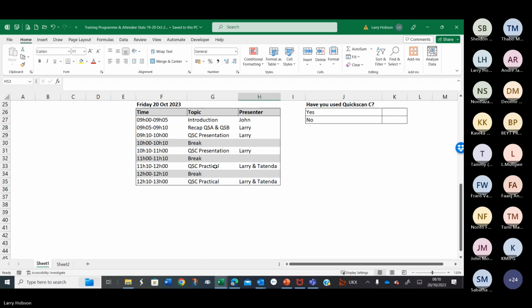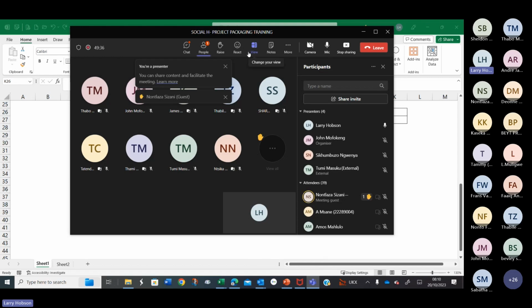So we want to start off by asking a question. Have you used Quick Scan C? If you could just please raise your hands if you have. We'll get some election or referendum. This is a referendum, not an election. So if you could, on your Teams screen, select the hand and raise your hands, we can see how many people have used Quick Scan C. So the first question is, have you used Quick Scan C? If you can just raise your hands.